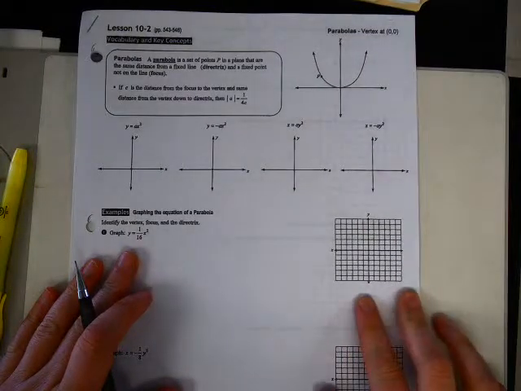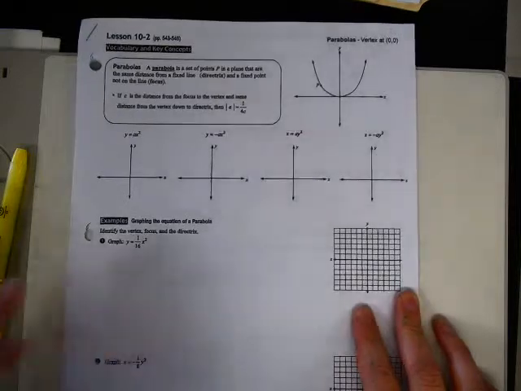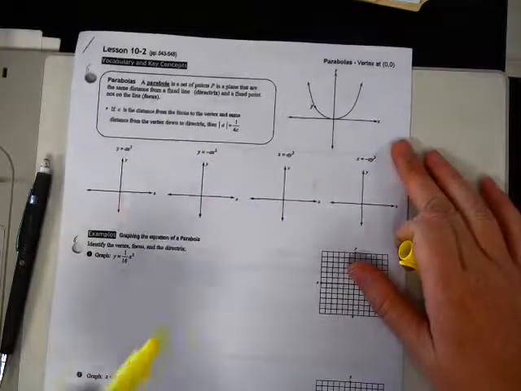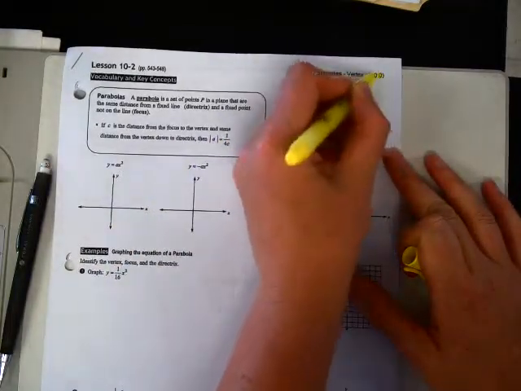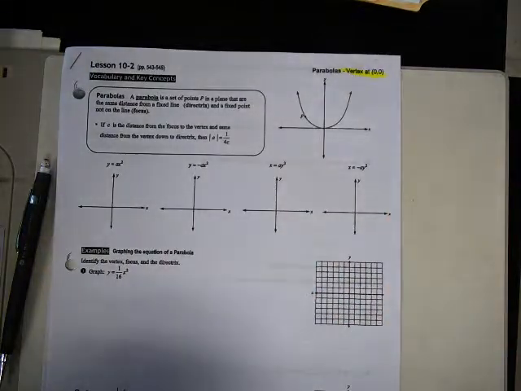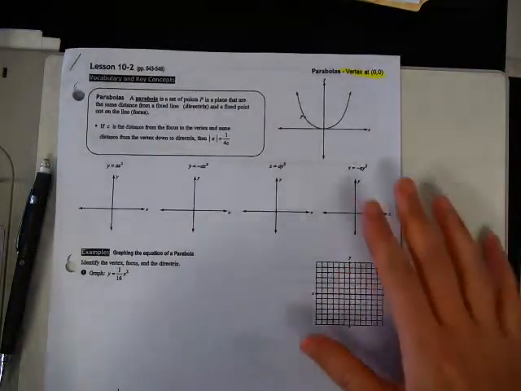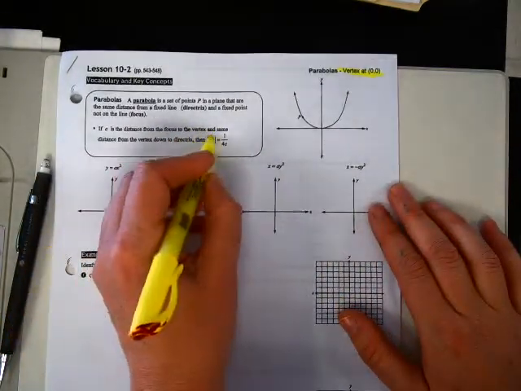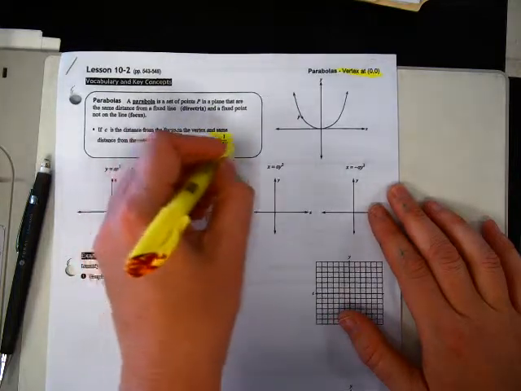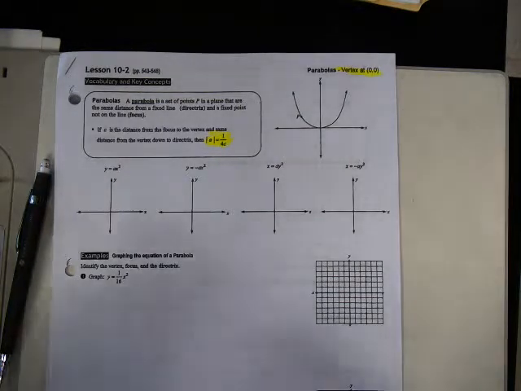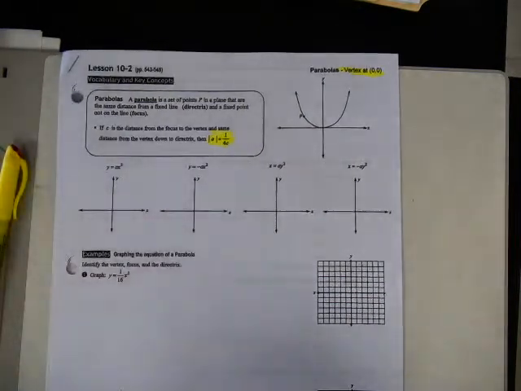Okay, for lesson 10.2, part 1, we're going to be learning about parabolas with the vertex at the origin, (0, 0). An important formula we're going to be using is the absolute value of a equals 1 over 4c. I recommend highlighting this in your notes or underlining. And c is the distance from the vertex to the focus.